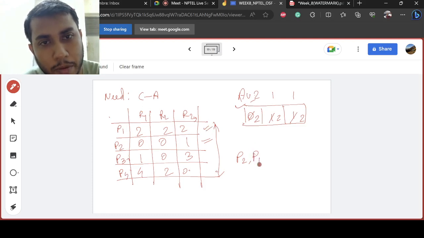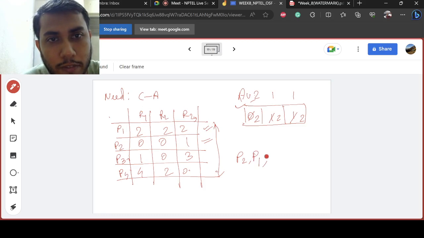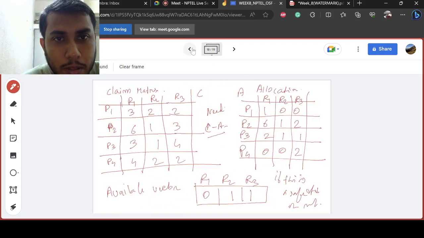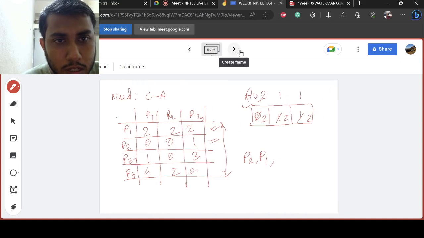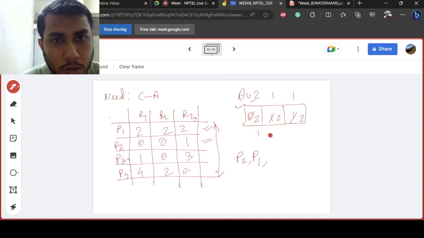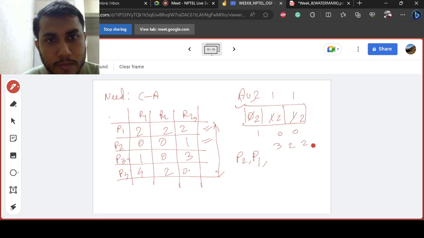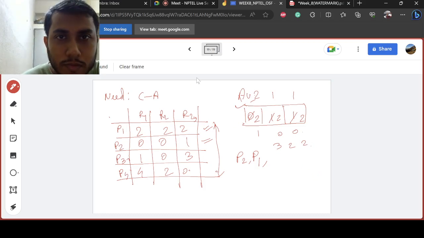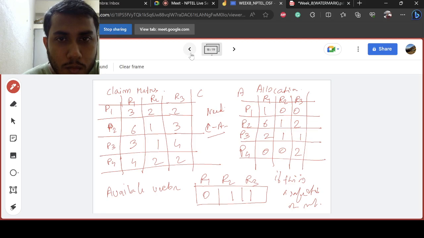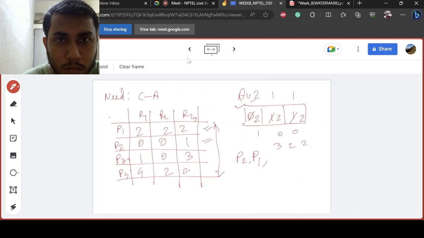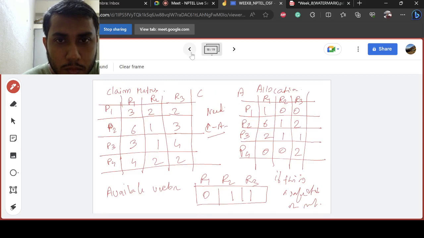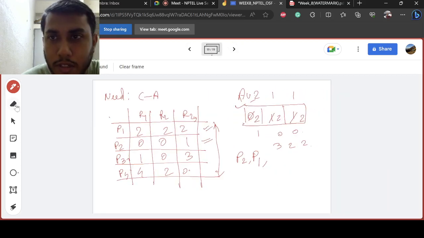So next P1 will run to completion. After P1 runs to completion, we will add P1's allocation, that is currently 1 0 0, so it will become a total of 3 2 2. Okay, now which one will complete next after this? Sorry, I made a mistake.